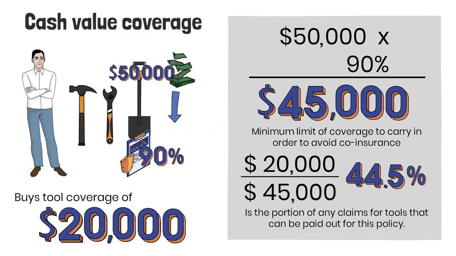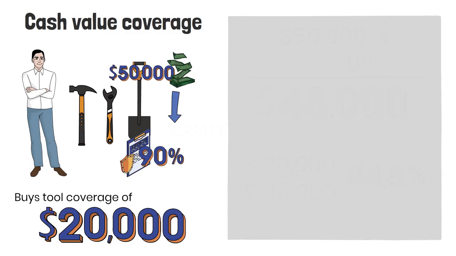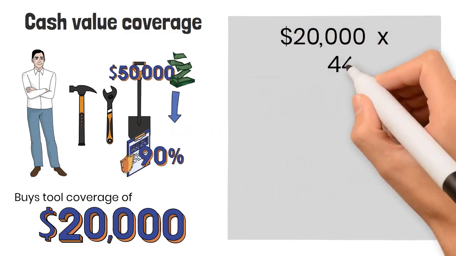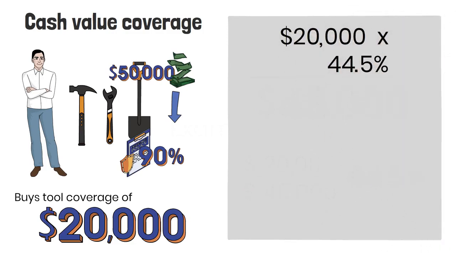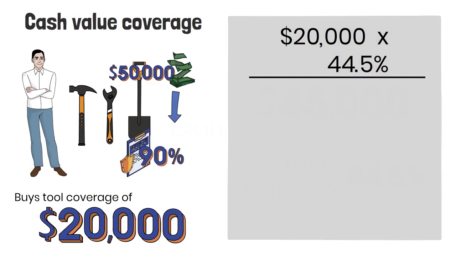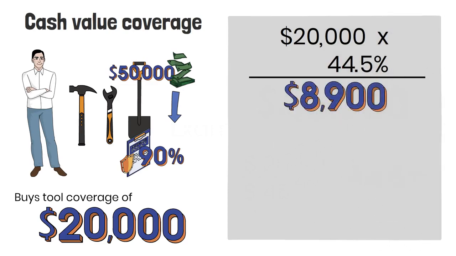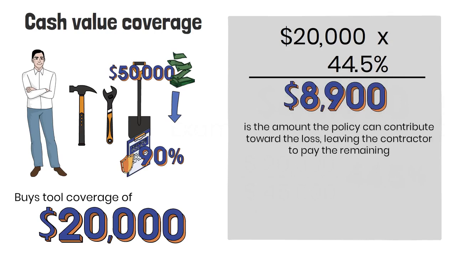Next, let's pretend our contractor's tools are all stolen from a large job site where they had $20,000 worth of tools. We apply our coinsurance percentage of 44.5% as follows. 44.5% of $20,000 gives us a total of $8,900. $8,900 is the amount the policy can contribute towards the loss, leaving the contractor to pay the remaining $11,100.